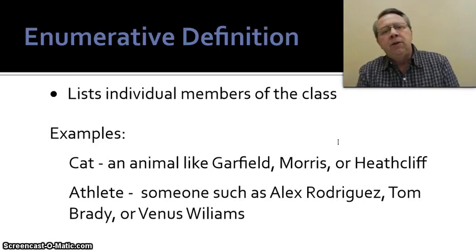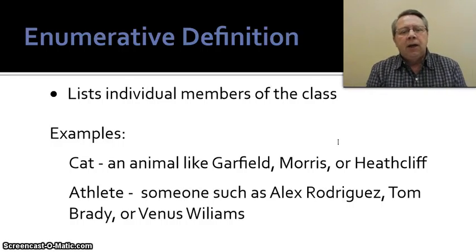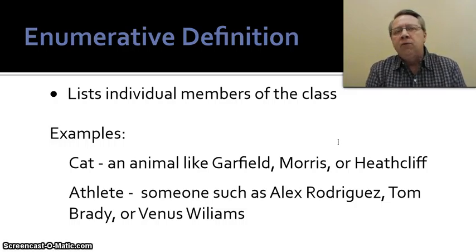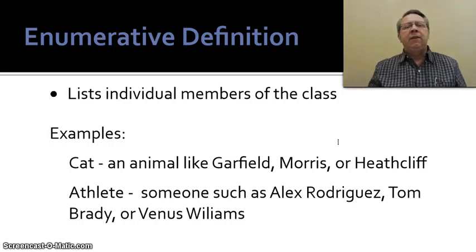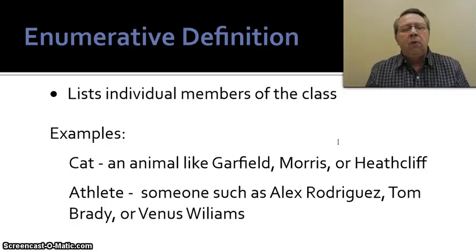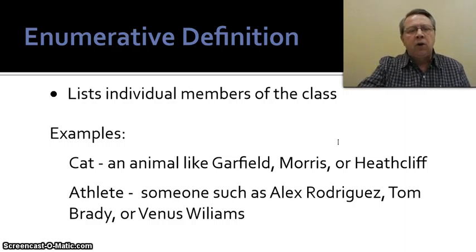The next one is an enumerative definition, and this lists individual members of the class. An example: a cat would be an animal like Garfield, Morris, Heathcliff. Obviously we're looking at cartoon characters there. Or an athlete, we could say Alex Rodriguez, if you consider him to be an athlete. Some people aren't sure. Tom Brady, Venus Williams, Peyton Manning. You get the idea. We can put anybody in there we want to, people that we perceive to be in great athletic shape and good athletes within our culture.